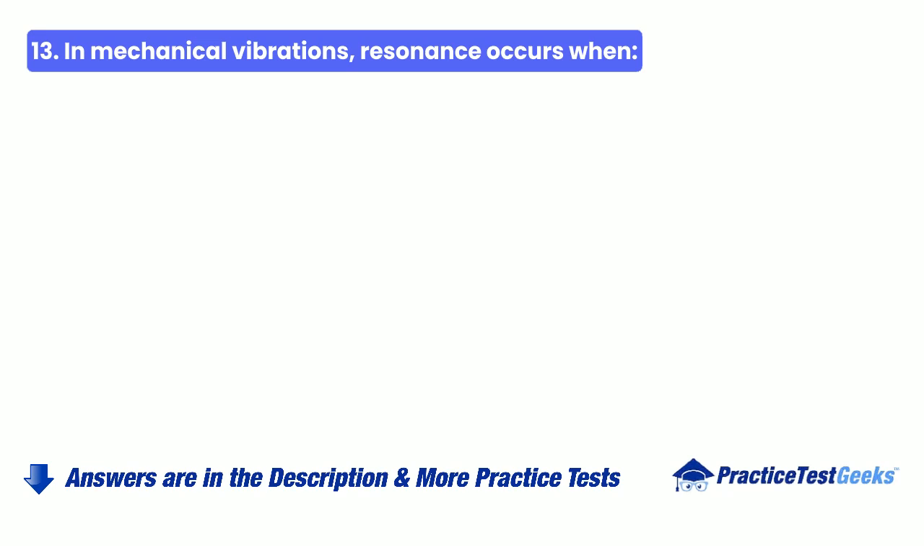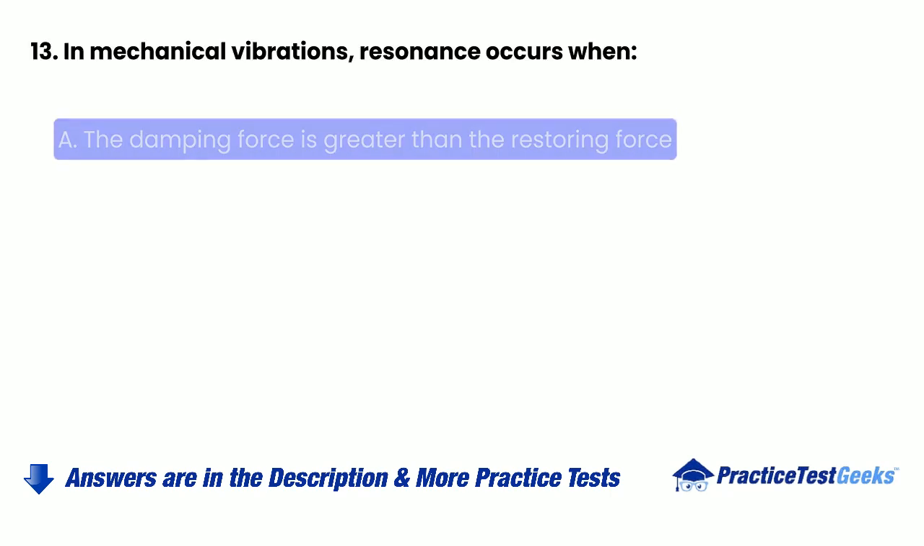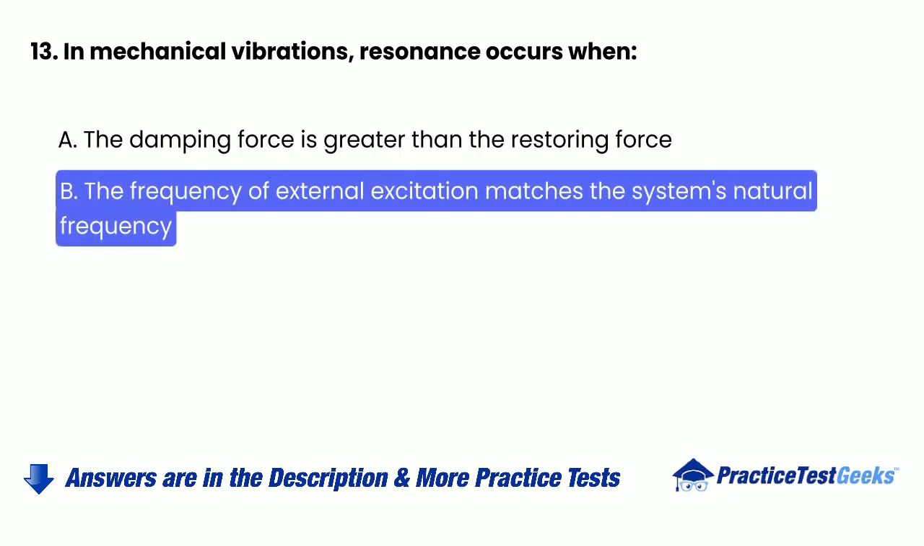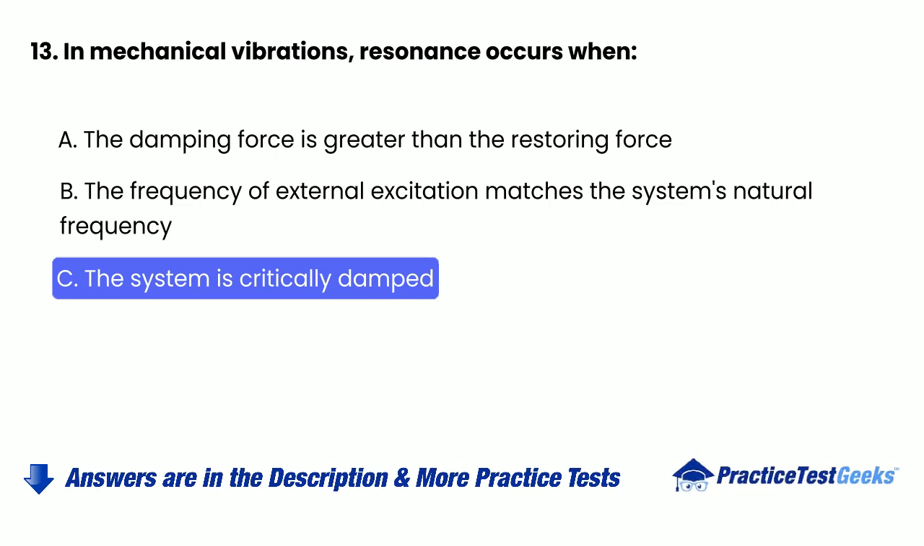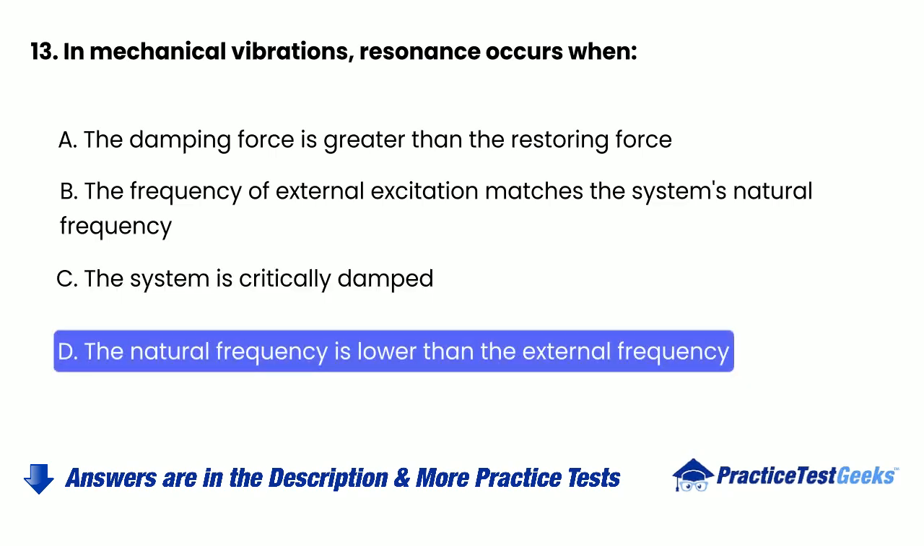13. In mechanical vibrations, resonance occurs when A. The damping force is greater than the restoring force. B. The frequency of external excitation matches the system's natural frequency. C. The system is critically damped. D. The natural frequency is lower than the external frequency.